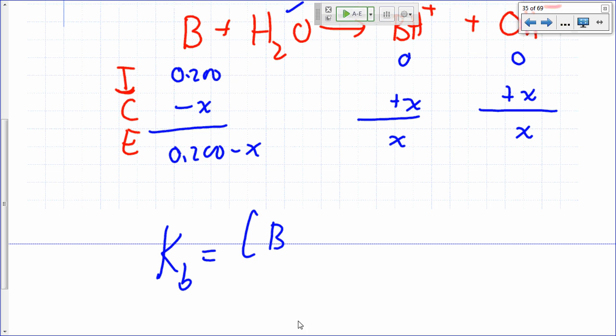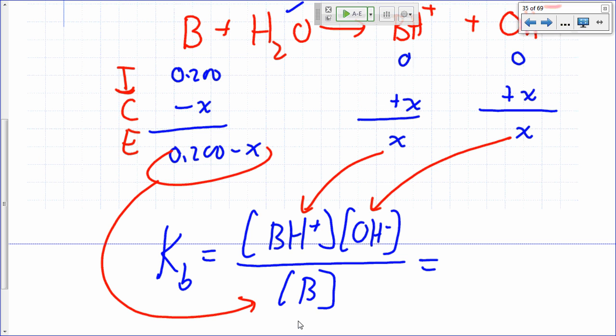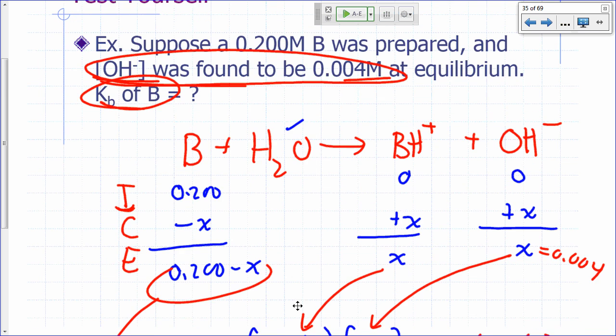So concentration of BH plus times concentration of hydroxide over concentration of B. Activity of water is 1. So BH plus is X, hydroxide is X, and B is 0.2 minus X. So this is going to be X times X over 0.200 minus X. And I just have to plug it in. What is X? It says here hydroxide was found to be 0.004 at equilibrium. So this is 0.004. So you just plug in X equals 0.004.